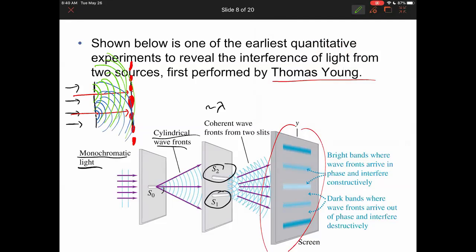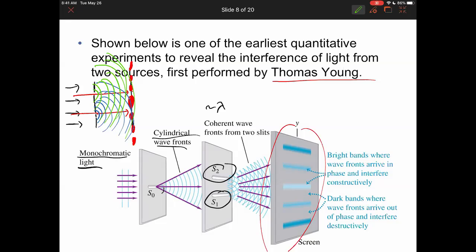When those waves overlap on the screen, they create constructive interference and destructive interference, just like we talked about. And those constructive and destructive interferences then give you a bright spot and a dark spot. We call them fringes, so dark fringe, or you can call them bands also. Those can only be explained if you assume the light is a wave. If the light is a wave, then they can overlap and create those bands or fringes.